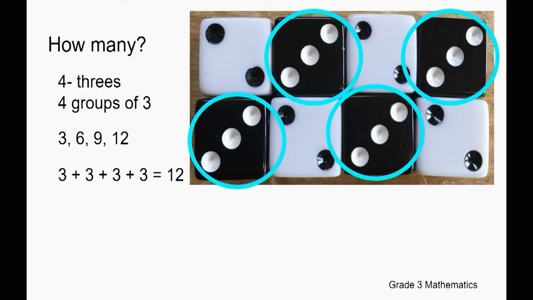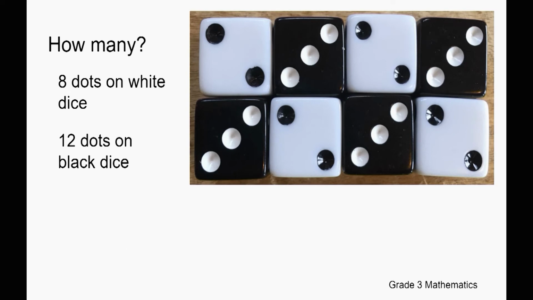Now I'm wondering, what multiplication equation could we use to solve 4 groups of 3? Yep, that's right. 4 times 3 equals 12. So now we know there are 12 dots on the black dice. Okay, so here's what we know so far. We know there are 8 dots on the white dice and 12 dots on the black dice. So now we need to figure out, how many dots is that all together? How would you combine those to get the total?